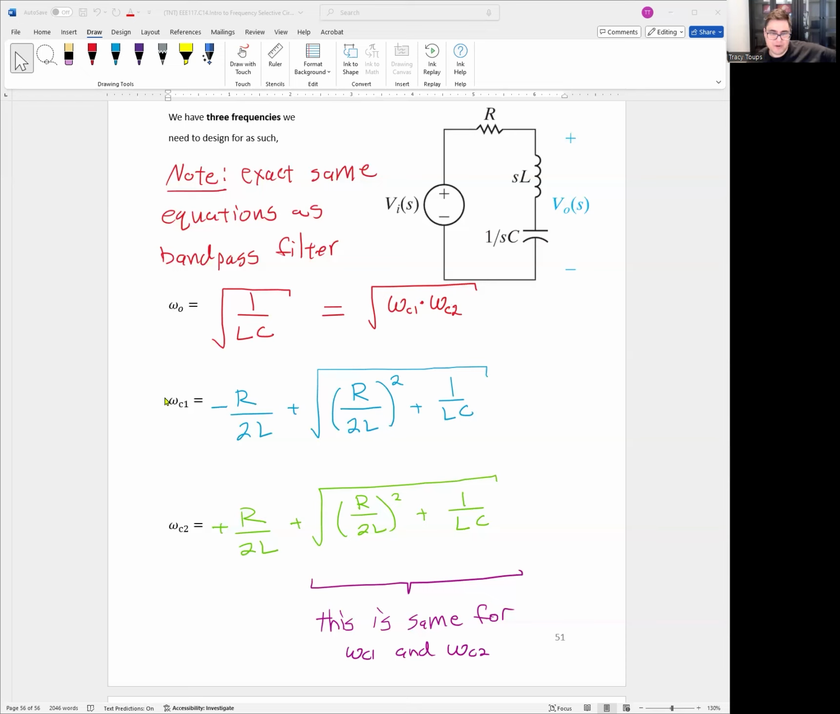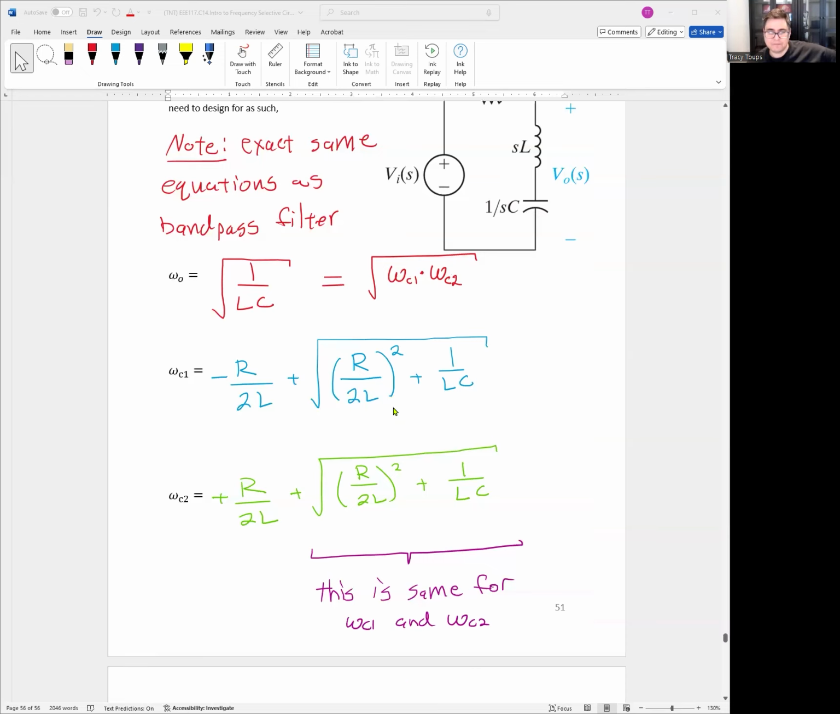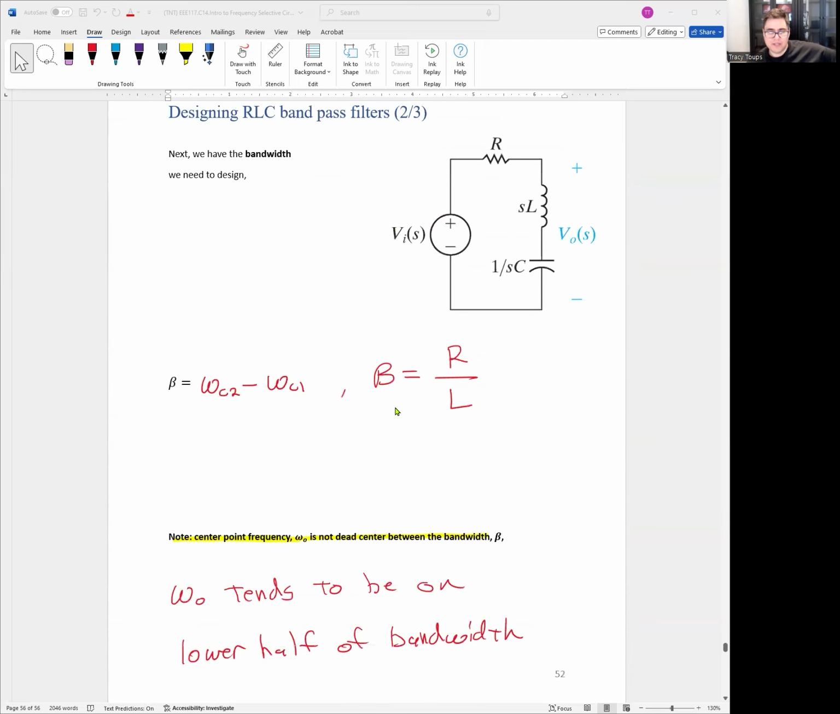Lower cutoff frequency and upper cutoff frequency can still be figured out by number crunching R, L, and C here, right? Same thing with your bandpass filter. Your bandwidth is the upper cutoff frequency minus the lower cutoff frequency. You can also find it as bandwidth equal to R over L.